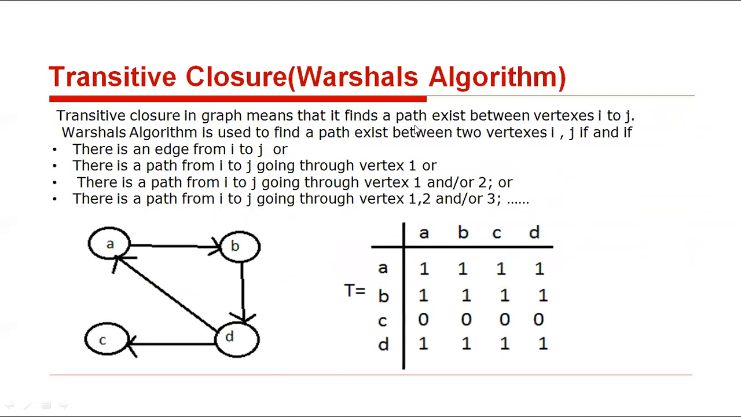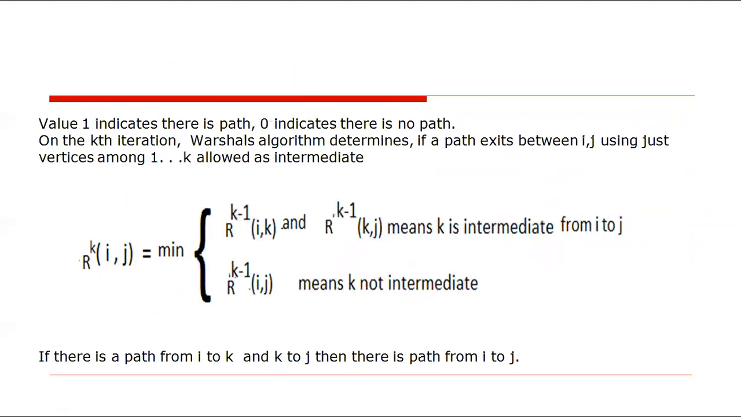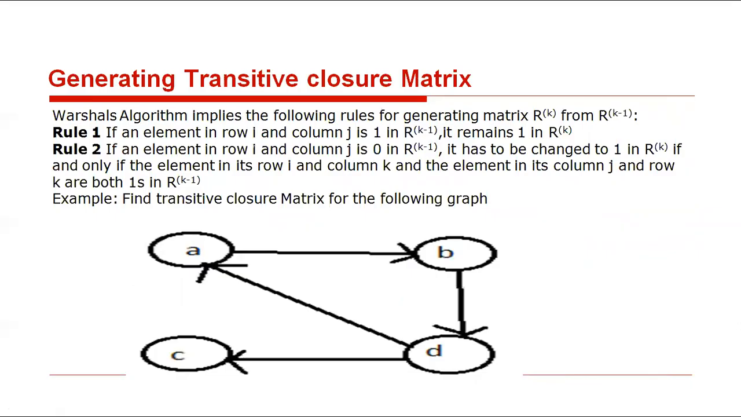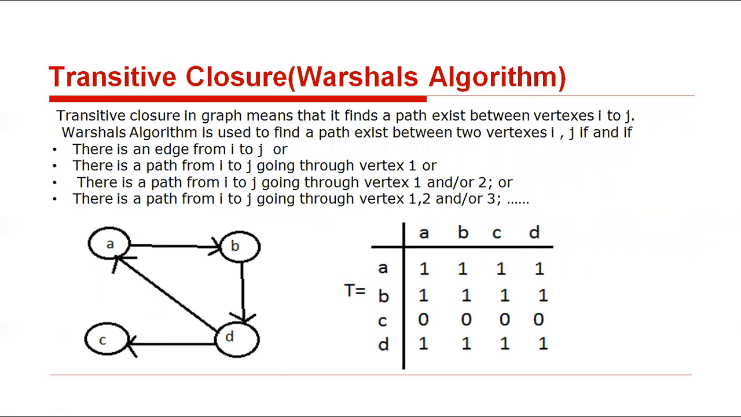Next one is transitive closure algorithm. So that is also called Warshall's algorithm. This is the last algorithm, transitive closure algorithm. Clear? So in the transitive closure algorithm, transitive closure in a graph means that it finds a path exists between vertices I to j.